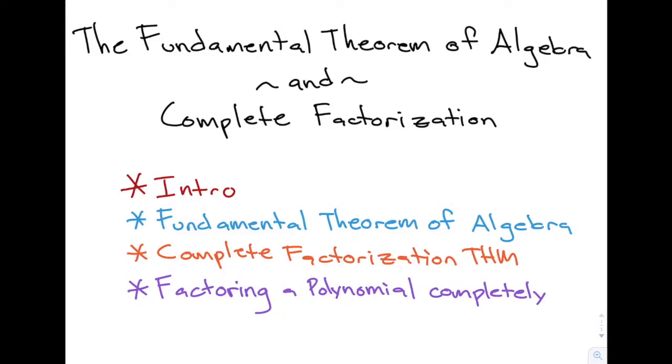In this video, we will look at the fundamental theorem of algebra and complete factorization. So we've already seen that some nth degree polynomial can have at most n real zeros. Specifically, after factoring a couple factors out, we might have something that's irreducible at that point, so we may have at most n real zeros.